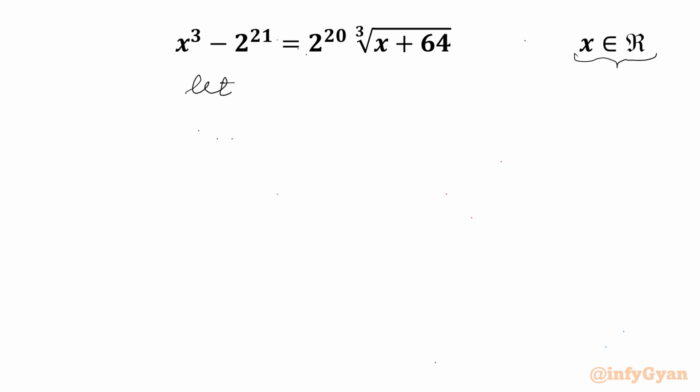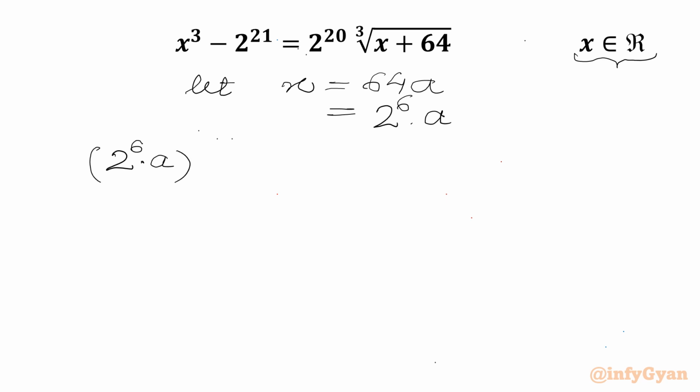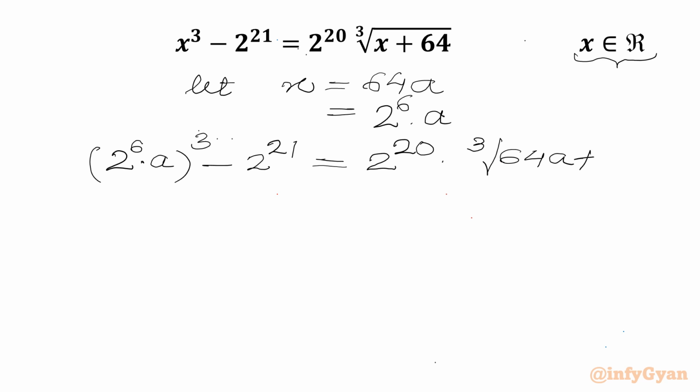I will consider x equal to 64a, or I can write 2 raised to the power 6 times a. So I can write our equation as 2 raised to the power 6 times a whole cube minus 2 raised to the power 21 equal to 2 raised to the power 20 times cube root of 64a plus 64.